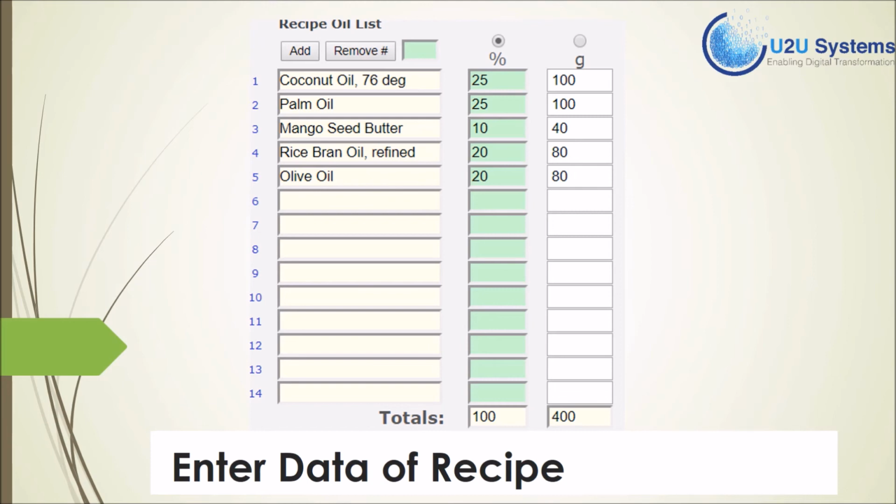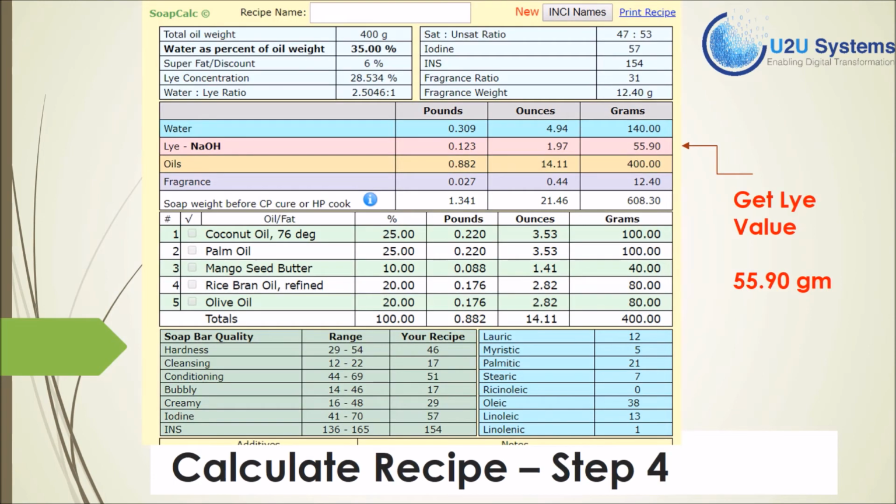We are using coconut oil 25%, palm oil 25%, mango seed butter 10%, rice bran oil 20%, olive oil 20%. So in total we are using 400 grams of oils, which is also our batch size. On calculation of the recipe, we find that the lye value is 55.90 grams. We print this recipe and use this recipe to make our soaps.